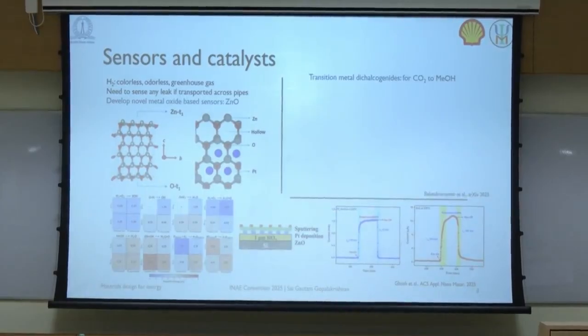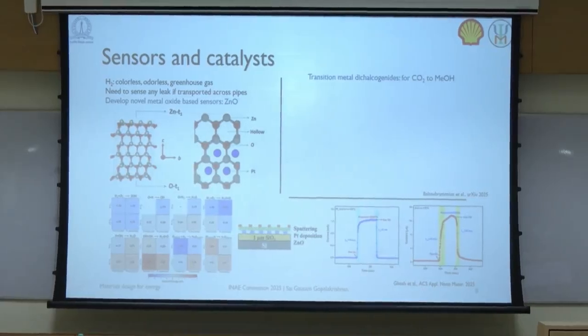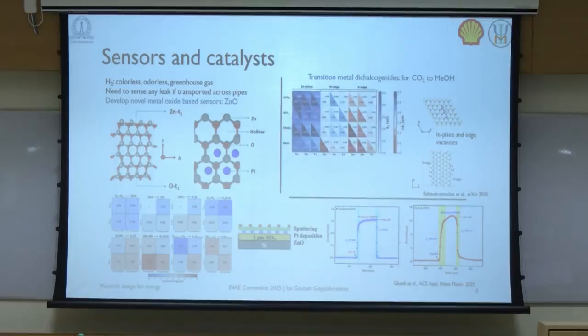The second example is on carbon dioxide reduction to methanol. This is a catalysis problem. Here we looked at some 2D materials with defects, with line defects present in them, and showing a bunch of data here. If I don't go into the data, I'll waste too much time. Right? So we looked at a bunch of defective 2D materials, and we found these materials to be promising for carbon dioxide reduction.